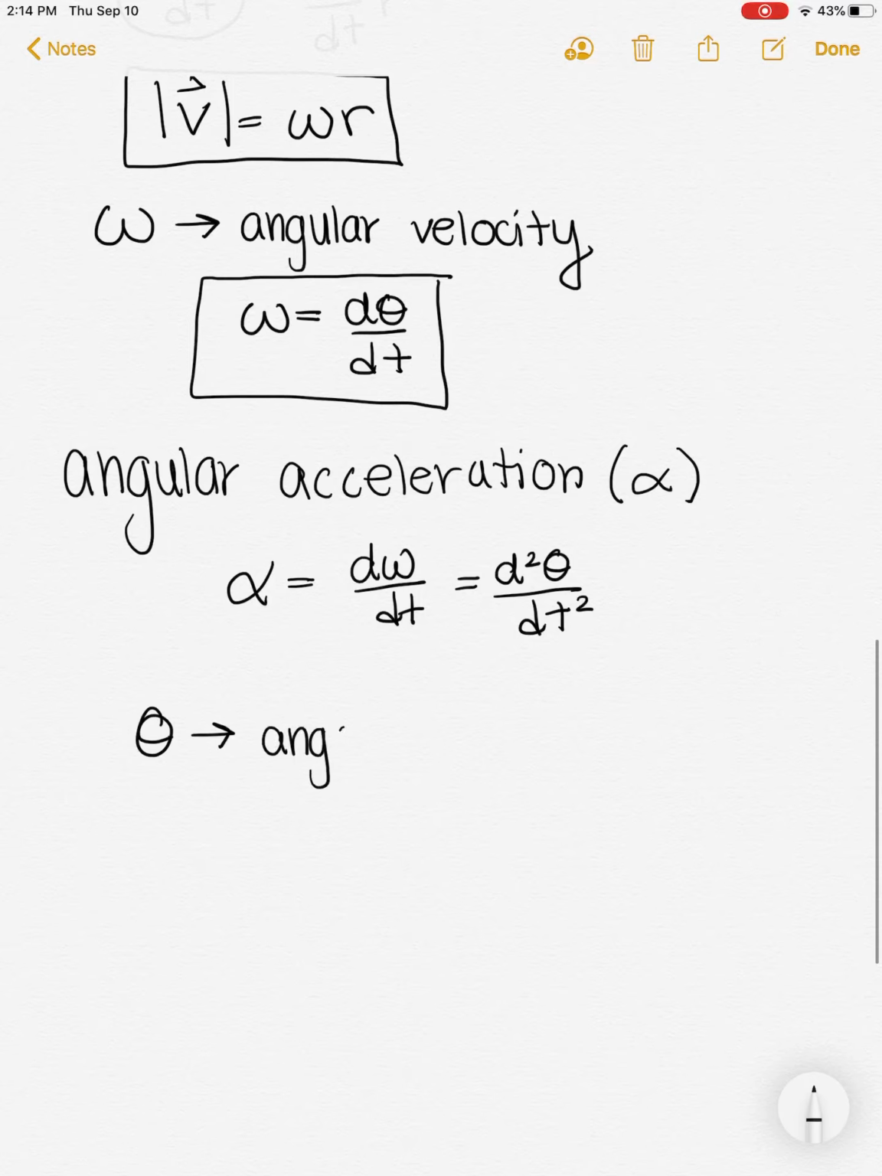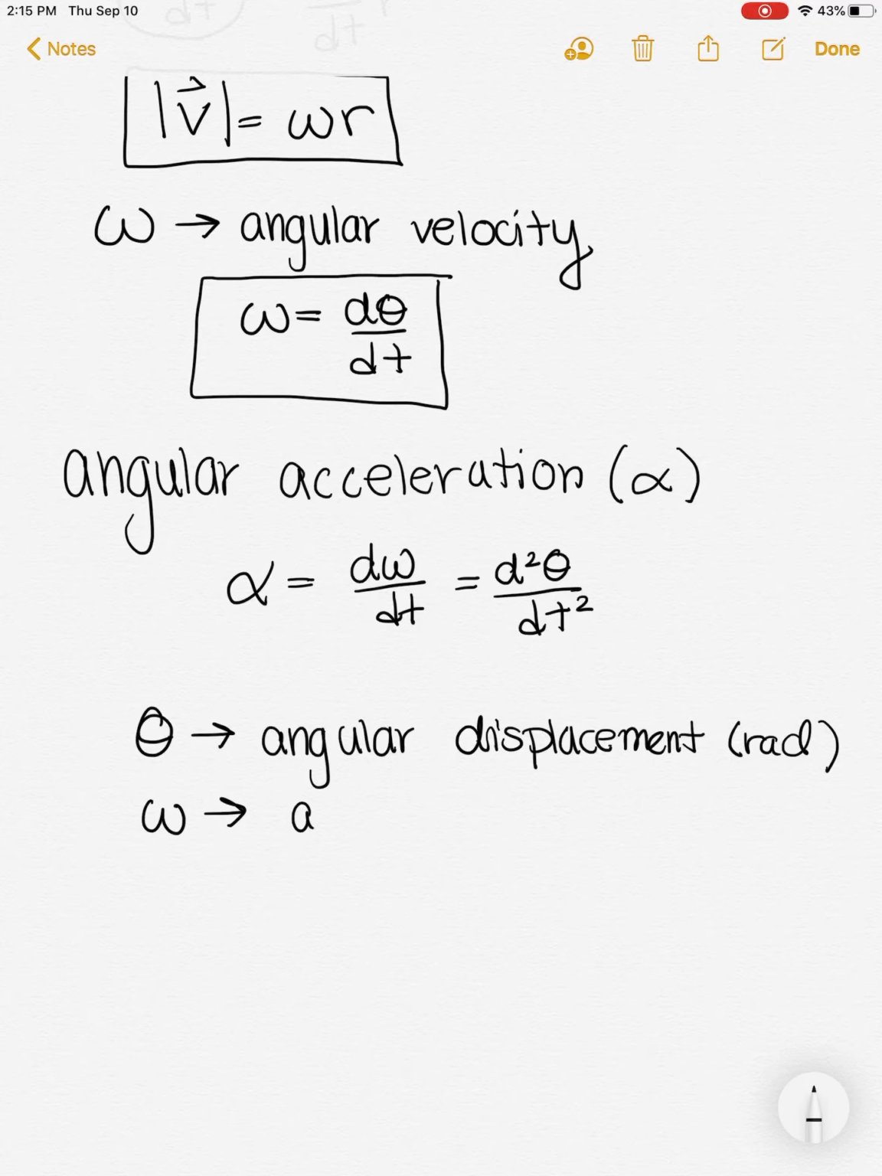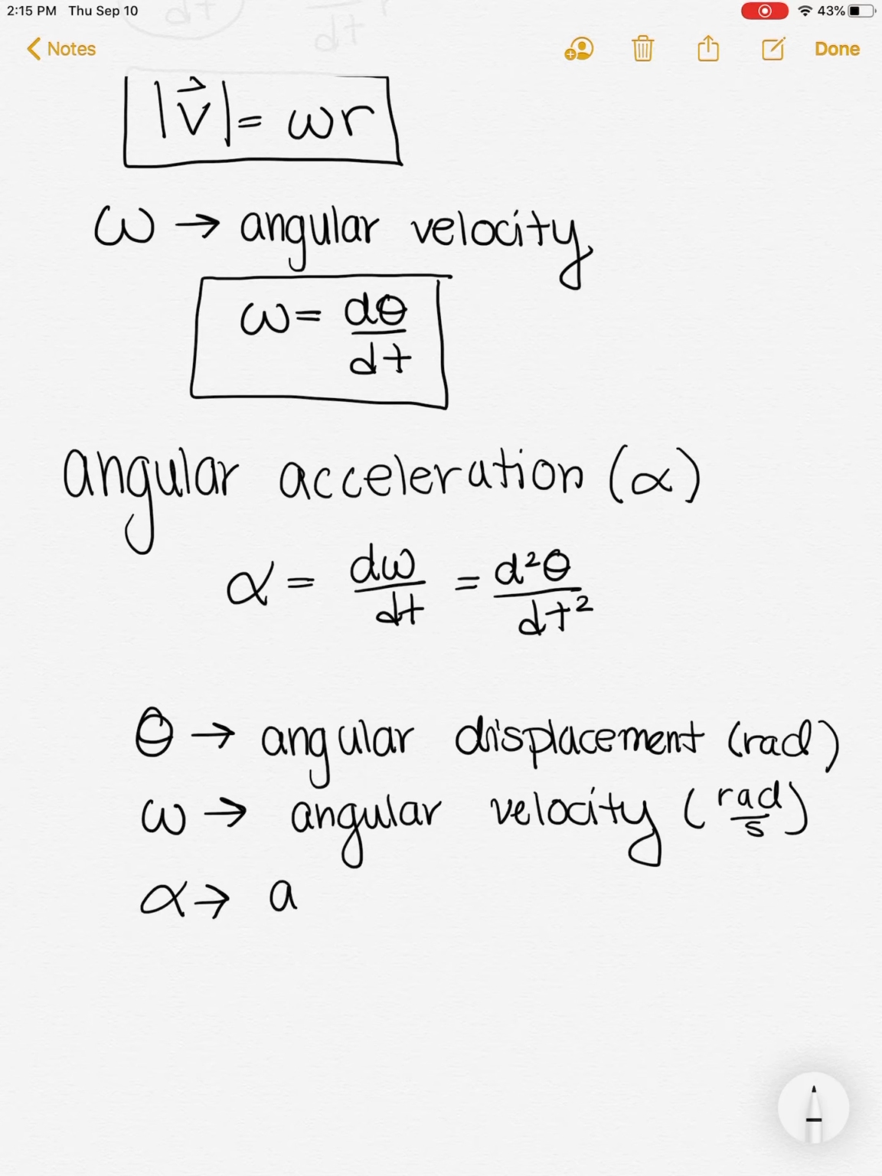So here what we have is that theta is angular displacement, the unit is radians, omega is angular velocity, the unit is radians per second, and then alpha is angular acceleration, and the unit is radians per second squared.